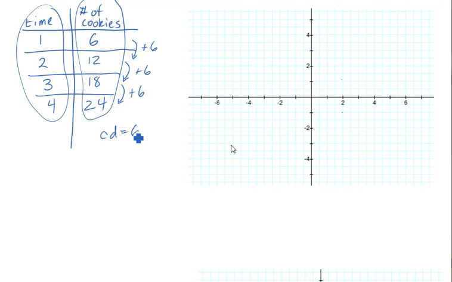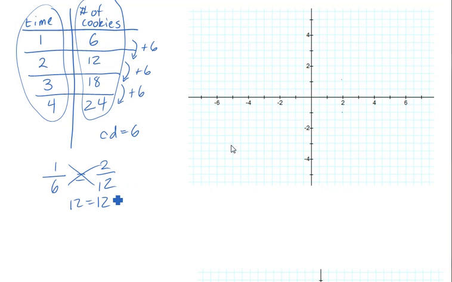Now, if the constant difference is 6, right, that tells us a couple of things. Number 1, this is an arithmetic sequence. Number 2, we can now look at this and say, okay, is this direct variation? Okay, now probably the easiest way to do this is the last one that I taught you, which is to use a proportion. Just go the time over the number of cookies equals time over number of cookies. Cross multiply, 12 equals 12.